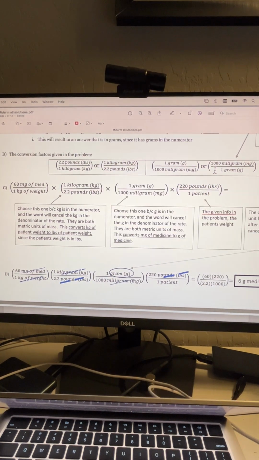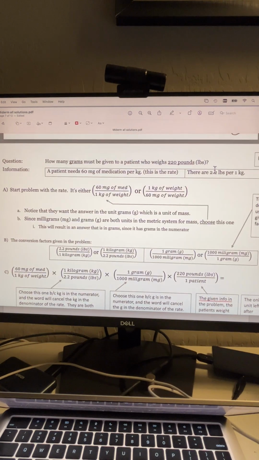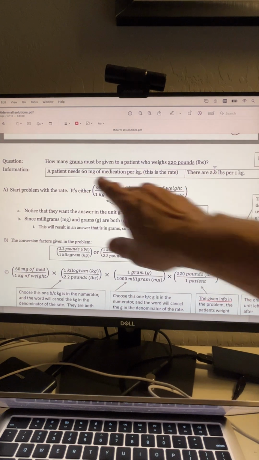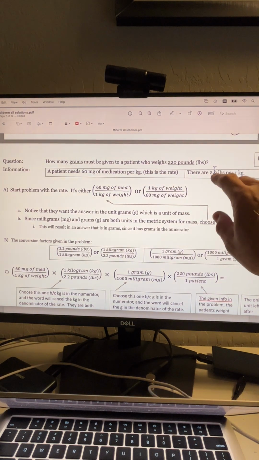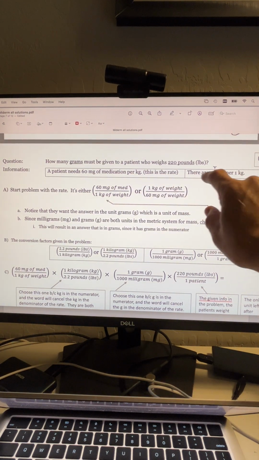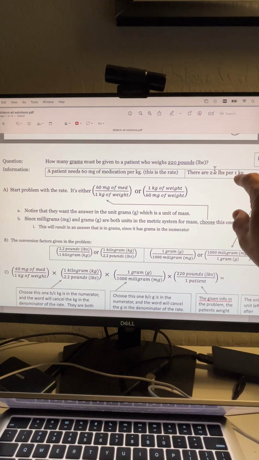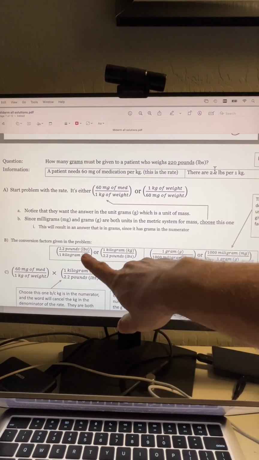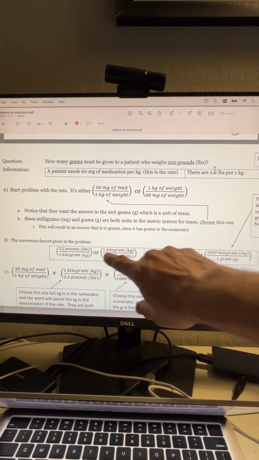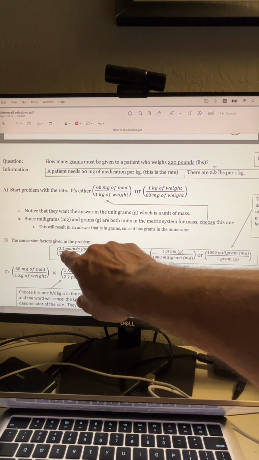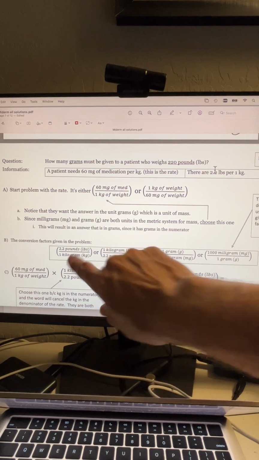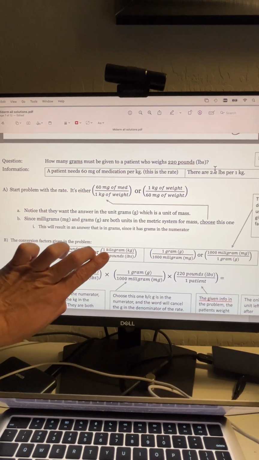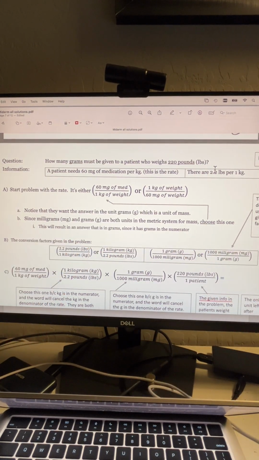Now, in this problem, see, here's a given. They give you this information, 2.2 pounds in 1 kilogram. So I like to write them out in boxes, so it's really obvious to me, 2.2 pounds in 1 kilogram, or flip it. So I know I'm going to use one of these, and I'm going to use one of these.